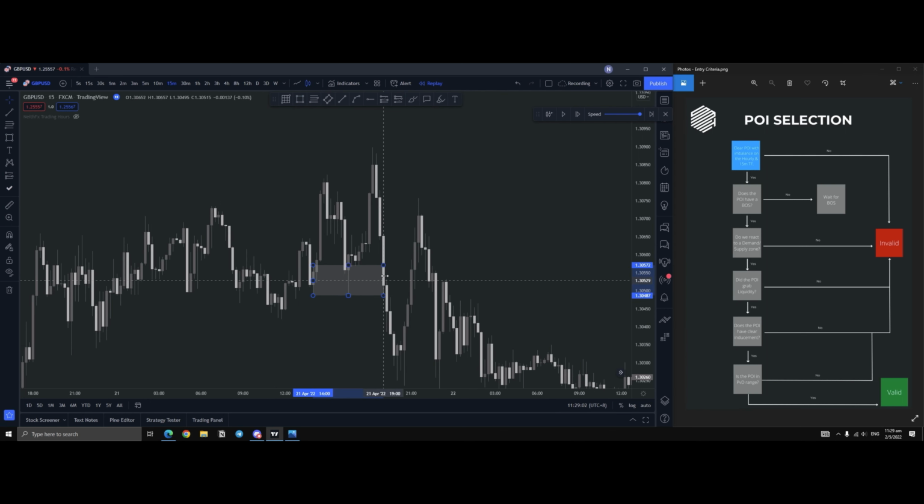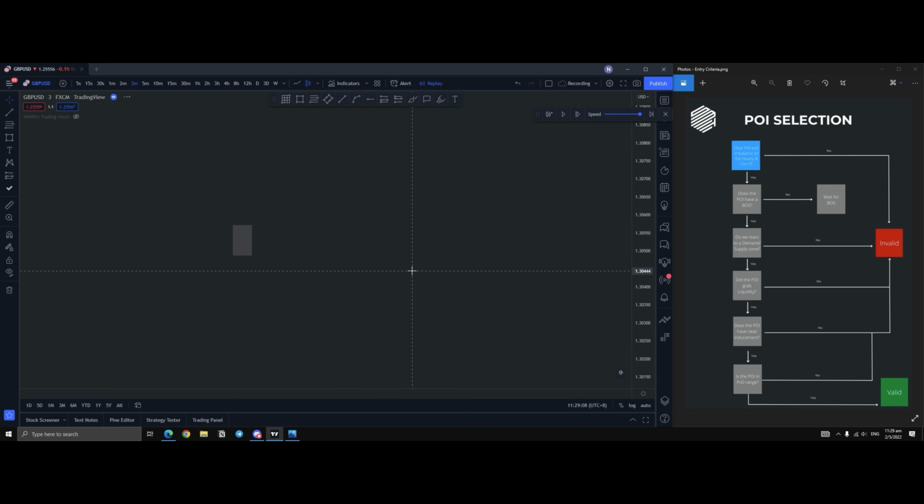So we can draw this out. This is a demand. Look on the lower time frames. What do we see? Oh, TradingView is really slow today.